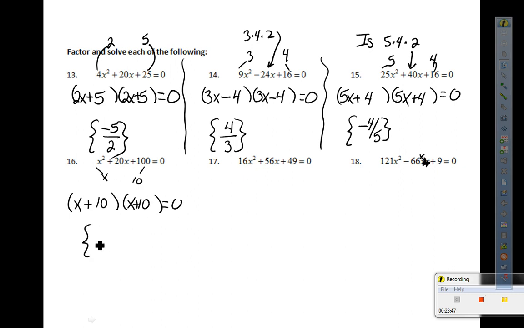Set that equal to 0. My lone answer, negative 10.